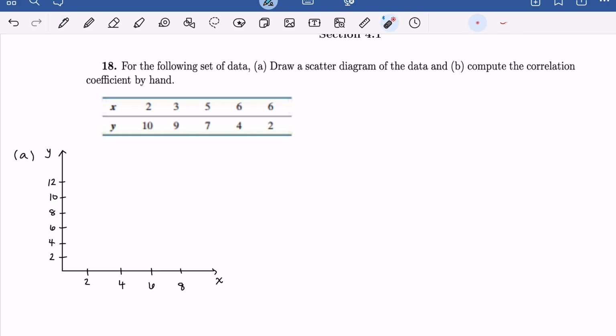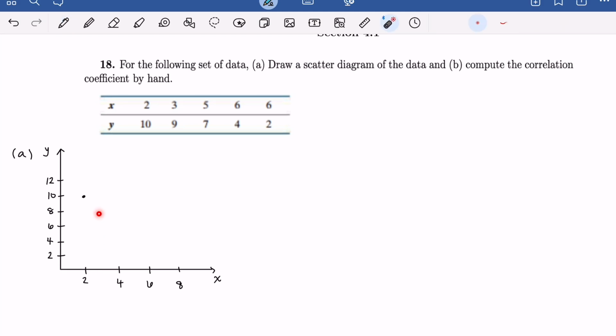All right, so now we're just going to plot these. Our first point is going to be 2 comma 10. So when our x value is 2, our y value is 10. So we're going to put a point here. Next, we have 3 comma 9. So 3 is right about here and 9 is right about there.